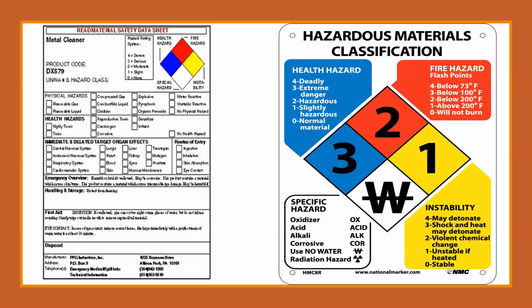And you can mention any specific hazard, for example, if it is an oxidizer or if it is acid or alkali or corrosive, or no use of water, or radiation. So this is open for the employer. If there is any special hazard, they can mention it. So this is the format of our MSDS, and also in the video we will show you what the format of the HCS label is, right?